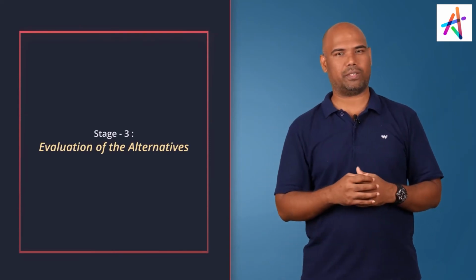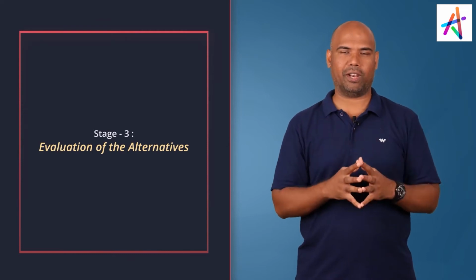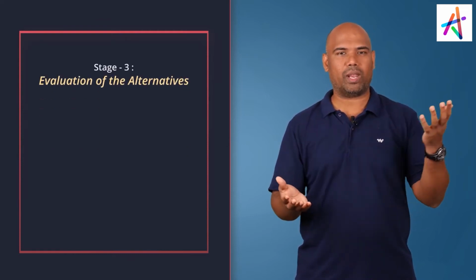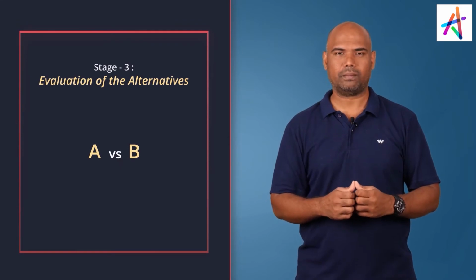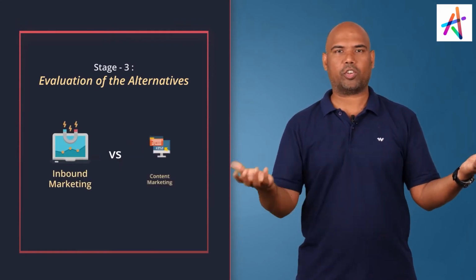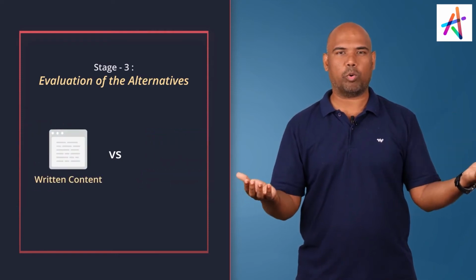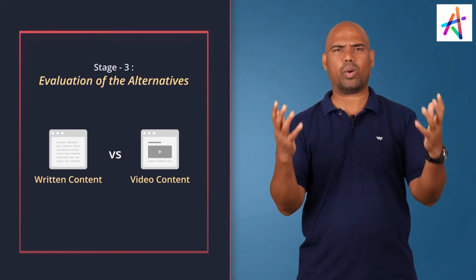Now, after the awareness stage and the research stage comes the evaluation of alternatives. In this part of the purchase funnel, they're trying to evaluate between A versus B, for example, inbound marketing versus content marketing, a written blog post versus video marketing content, and so on and so forth. They're trying to analyze and find out which one would be best for them. For example, some could be really good with writing blogs. Somebody else could be good with video marketing. So by evaluating, they get to choose which one would be best for them. So that's stage number three.